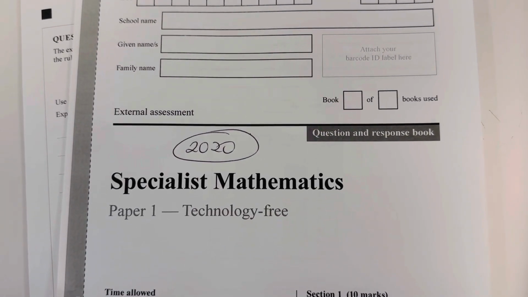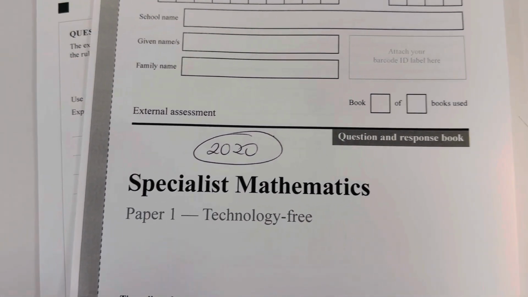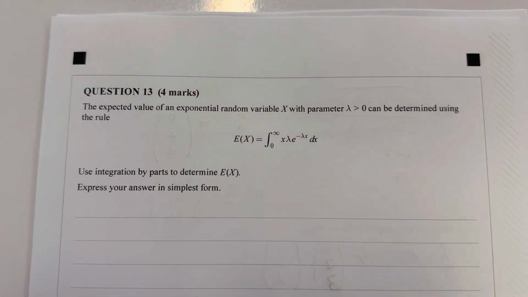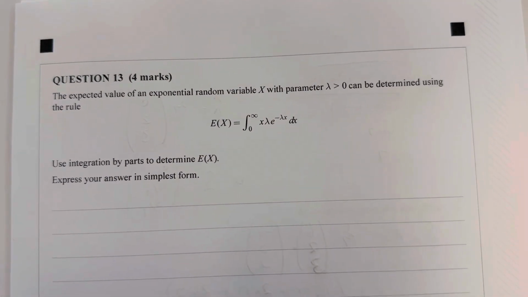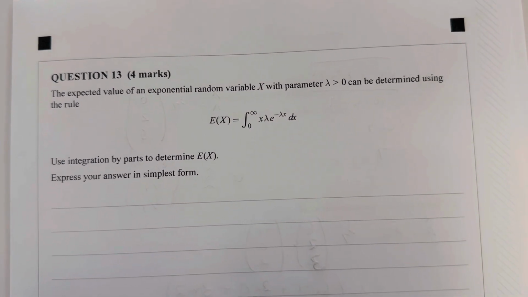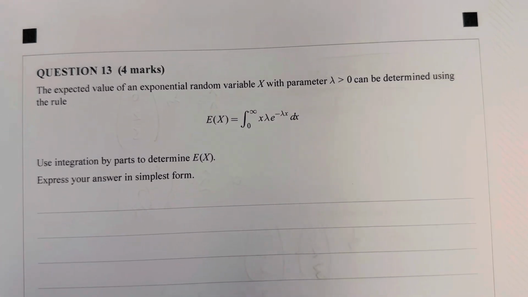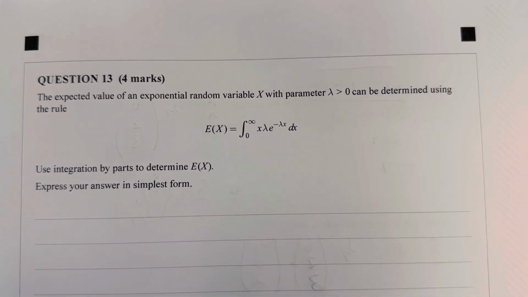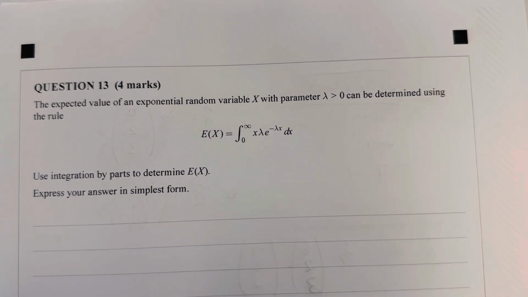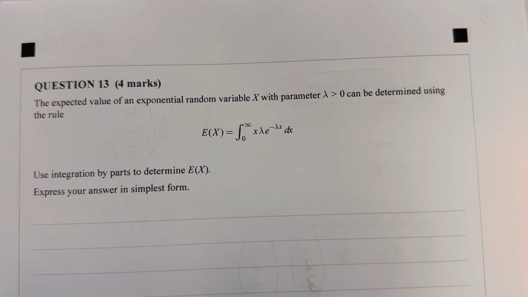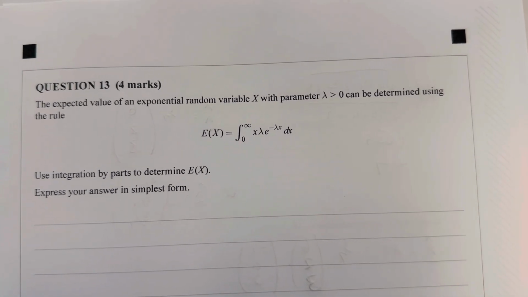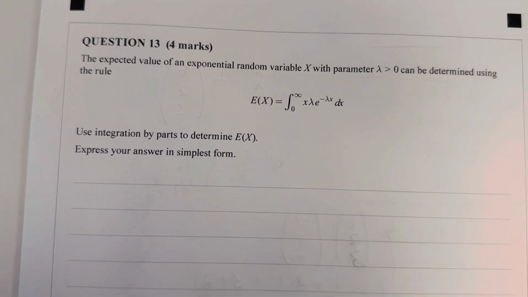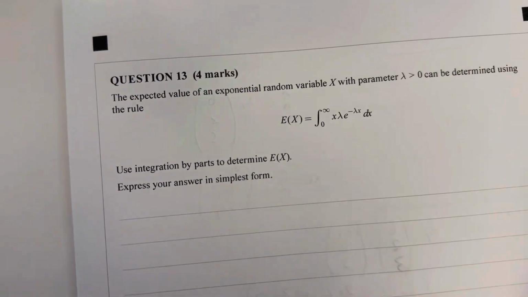Okay, Specialist Paper Tech Free 2020. We're going to look at question 13. The expected value of an exponential random variable X with a parameter of lambda greater than 0 can be determined using this rule: an integral from 0 to infinity of x lambda e to the negative lambda x dx. Use integration by parts to determine this. Express your answer in simplest form.